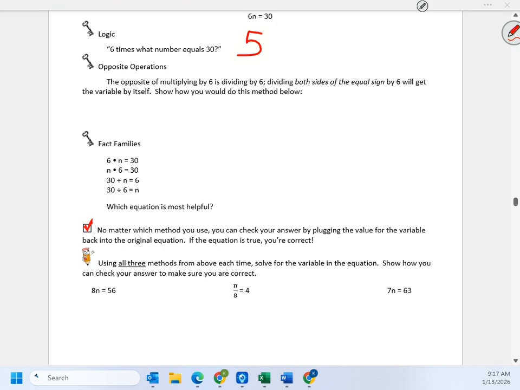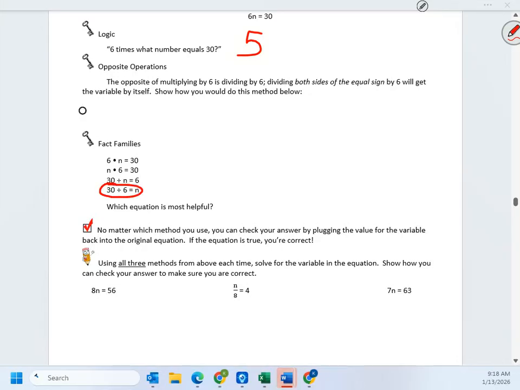Do the opposite of multiplying. We take that big number and we're dividing it. 30 divided by n equals 6, or 30 divided by 6 equals n. Which one is going to help us solve for n the best? Which one is the best one? Michael? 30 divided by 6 equals n.